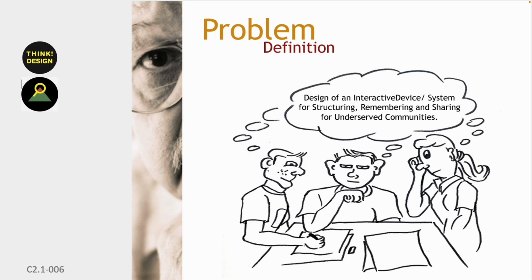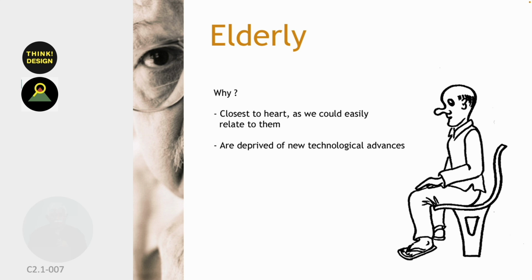So, initially define the problem. This was the brief given to them: design of an interactive device system for structuring, remembering and sharing for underserved communities. So, again: structuring of information, being able to remember this information and being able to share this information, for underserved communities, which means they are kind of marginalized to some extent. So, this group took elderly as the user group.